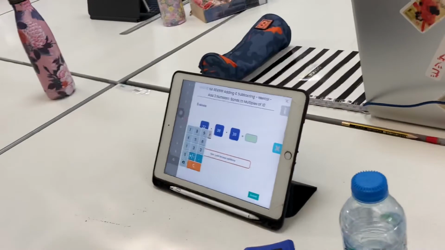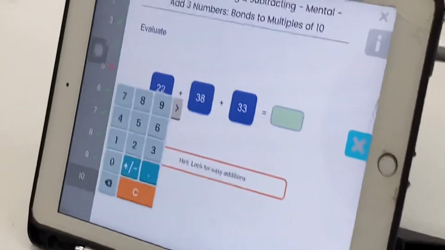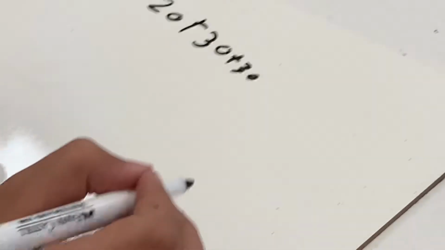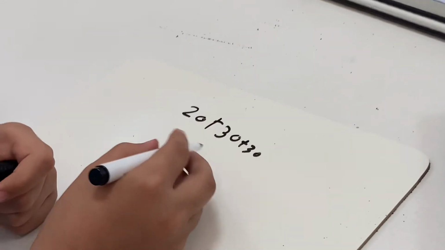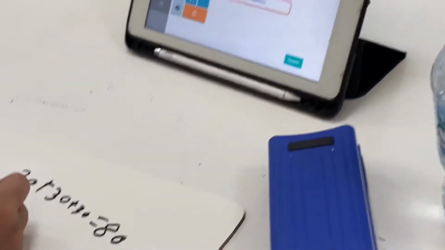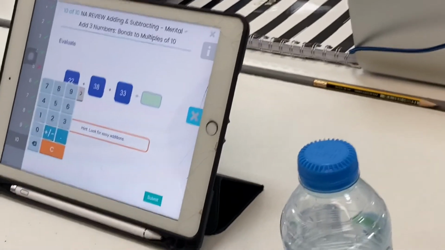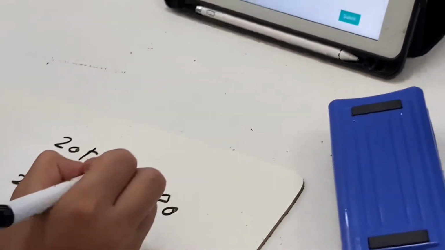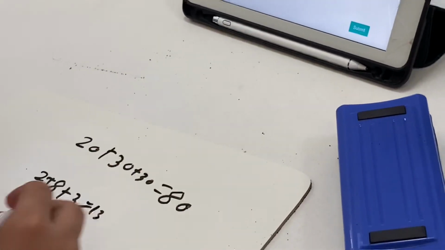I missed the terms. You've got 22 plus 38 plus 33, yeah. And then it will be 80. And then plus 2 plus 15. Okay.